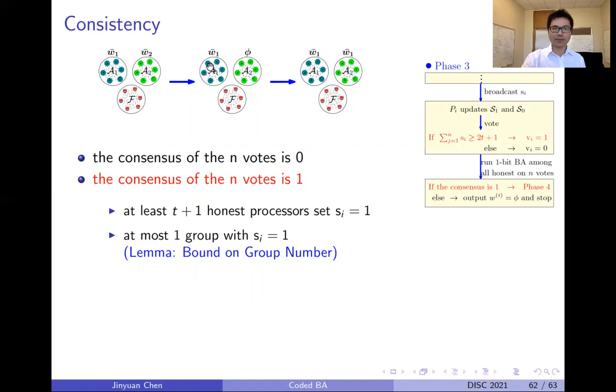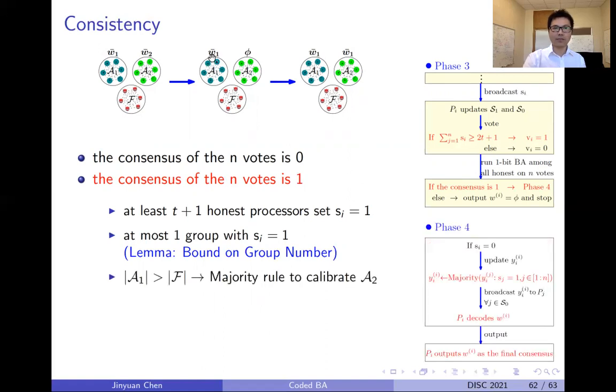By combining these two results, we can make the conclusion that the size of this group is larger than the size of the faulty group. In this way, in phase 4, we can calibrate the message of the remaining honest processors. So we can show that all honest processors output the same message. At this point, the consistency is proved.